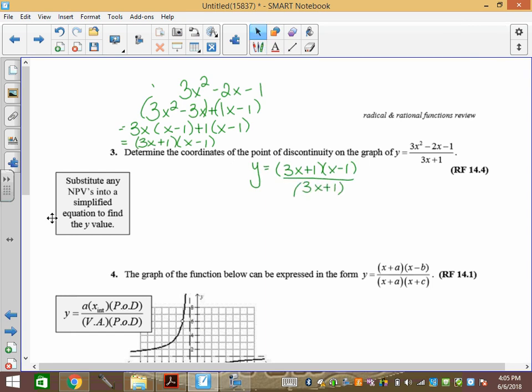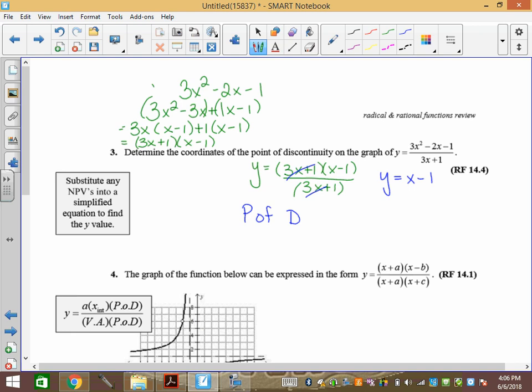The 3x plus 1's cancel, and I'm left with just y equals x minus 1, which will help me get my point of discontinuity y value. I have no vertical asymptotes because my denominators are all gone. That means I also do not have a horizontal asymptote because they are besties. If I do not have a vertical, I do not have a horizontal. So I know I have a P of D only, because my denominator's gone now. I have no more issues. X cannot equal negative 1/3 because if it did, my denominator would be 0. But this results in a point of discontinuity.